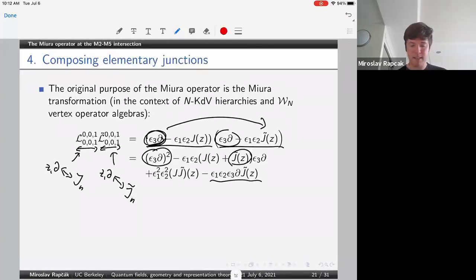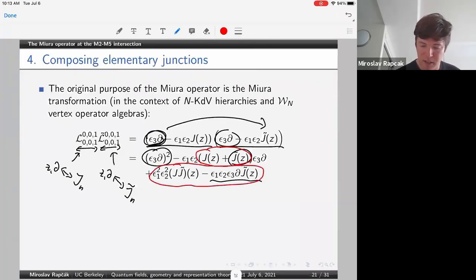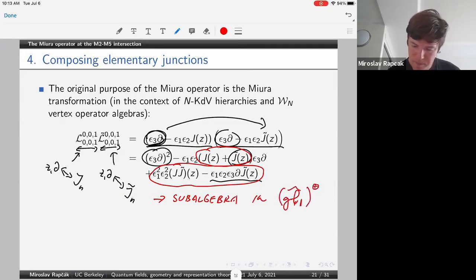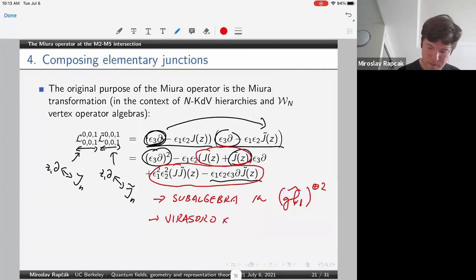Anyway, what one gets turns out to be a pseudo-differential operator with some coefficients, and these coefficients, J plus J tilde, and J J tilde plus derivative of J tilde, actually turn out to generate a subalgebra in the tensor product of 2 GL1 Kac-Moody algebras. And this subalgebra is known as the Virasoro algebra times GL1 hat.